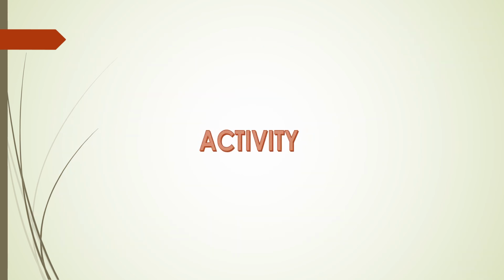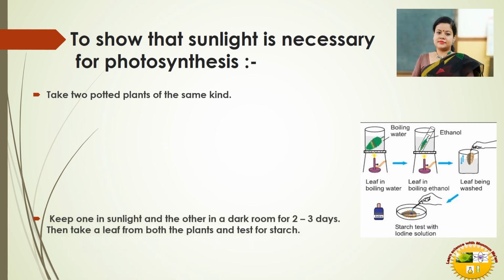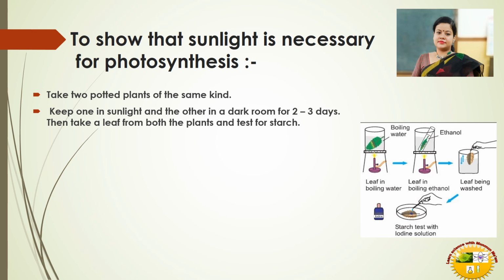Now let us perform an activity that you can do at your home as well to check that sunlight is necessary for photosynthesis. What we can do? Take two potted plants of the same kind. Keep one in the sunlight and the other in a dark room for 2 to 3 days. Then take a leaf from both the plants and test for starch.